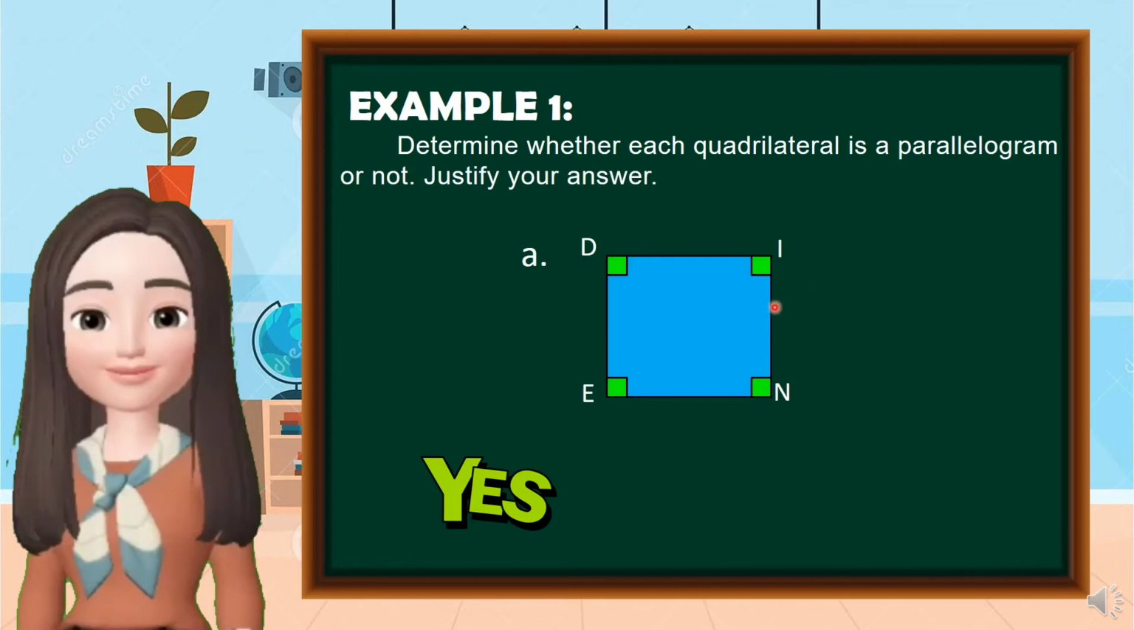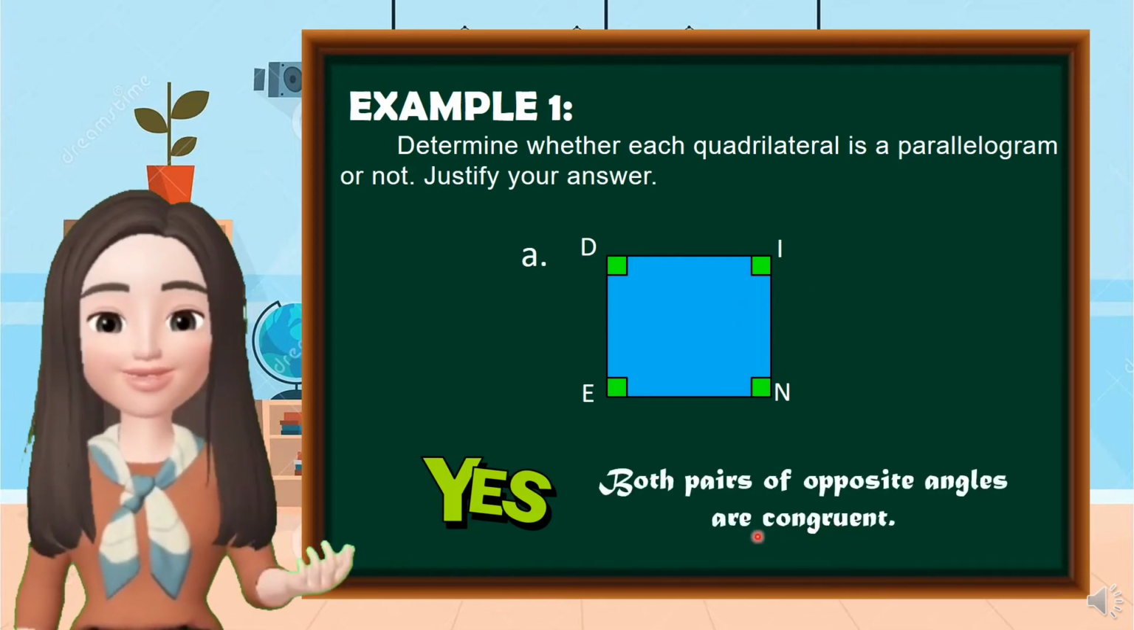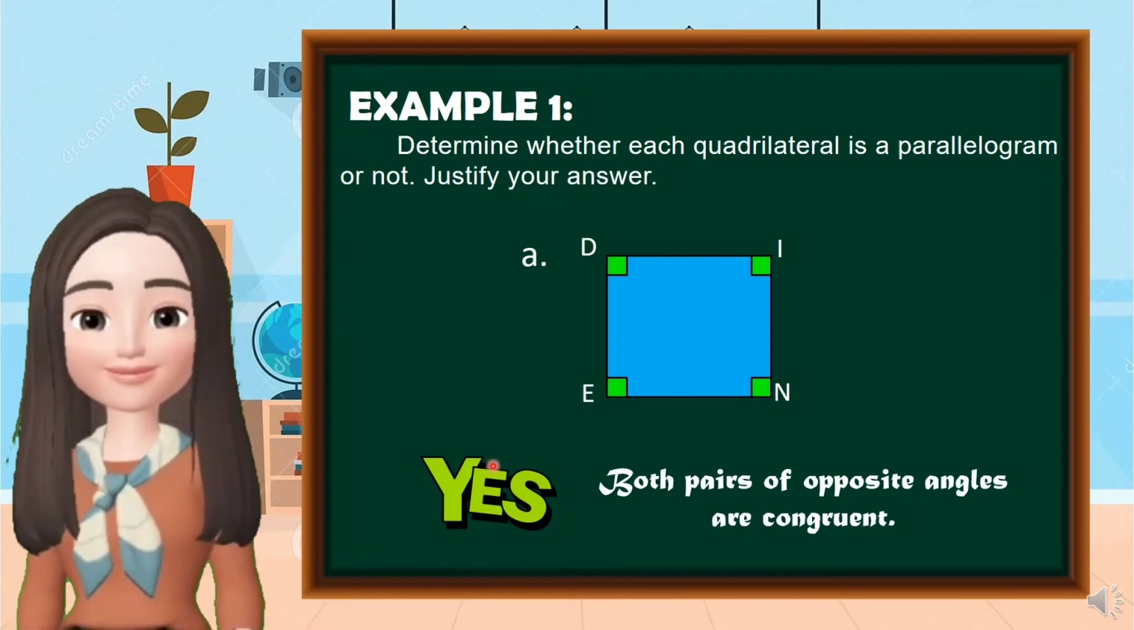We know that one of the properties of a parallelogram is that a quadrilateral is a parallelogram if both pairs of opposite angles are congruent. So, meaning to say, this is a parallelogram. This is an example of a parallelogram. Bakit?